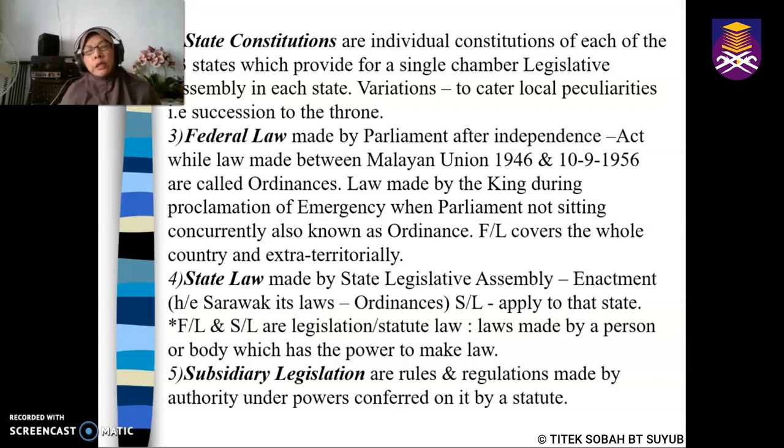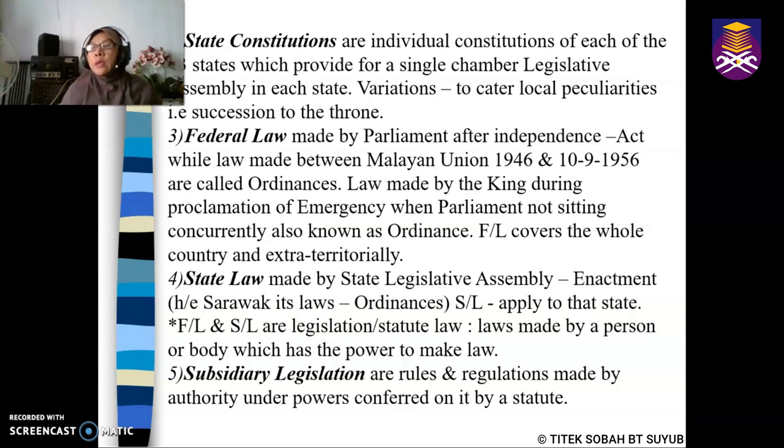So that is why we have the main legislation, which is the federal law and the state law, and then we still have the subsidiary legislation. We have the Undang-Undang Kecil. So the main law discusses the main issue. Okay, so Parliament and the State Legislative Assembly are not experts in certain fields.